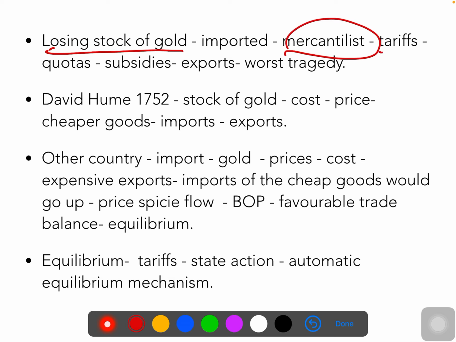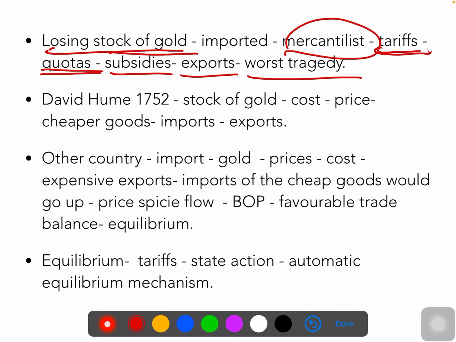for controlling through tariffs, quotas. Tariffs mean taxes on imported goods. Quotas mean restricting the quantity. And subsidies on goods and services through exports. If they do not intervene, a country would lose its gold, and that was considered one of the worst tragedies. So if they go this way, definitely we will lose gold. The government has to interfere through quotas, subsidies and exports. Otherwise it would be a worst tragedy.